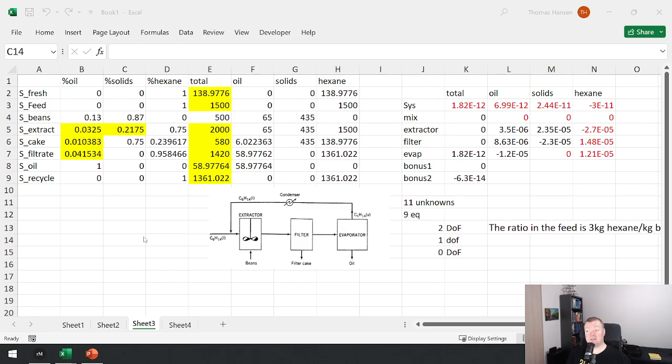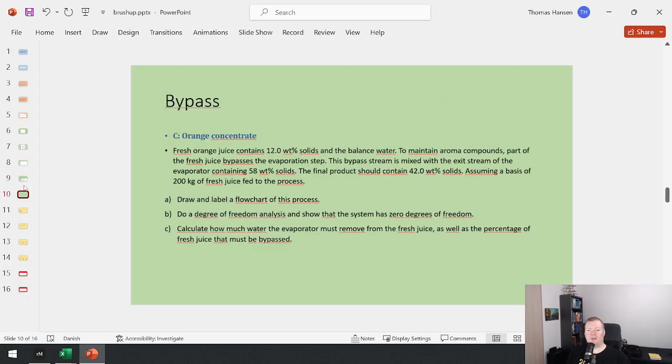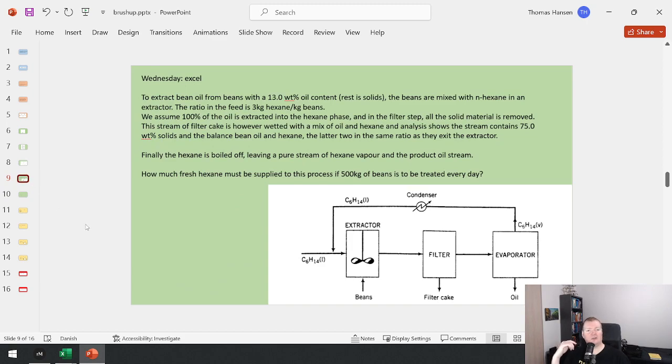Again, it's the exact same thing I'm doing over and over. I'm using the same principles, setting up the equations, setting up Solver the same way every time. And all the way through, I'm making a degree of freedom analysis, asking, do I have enough equations? Do I need to look for more equations?